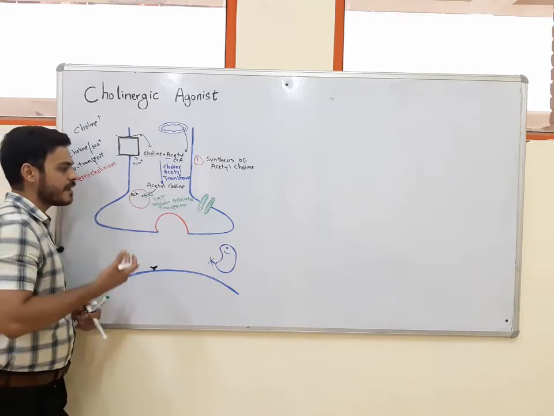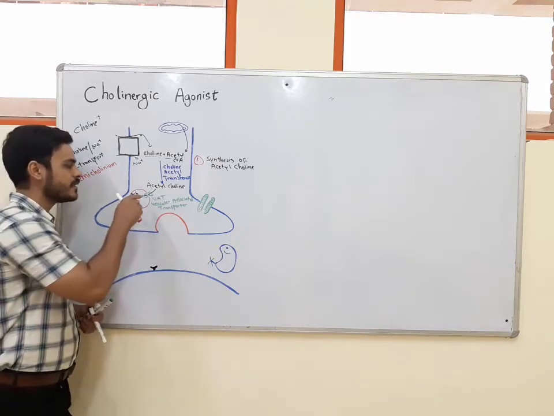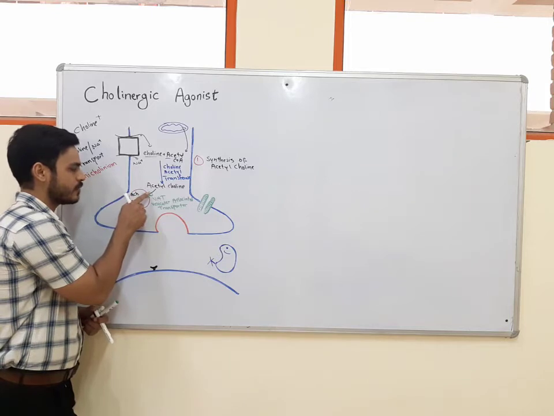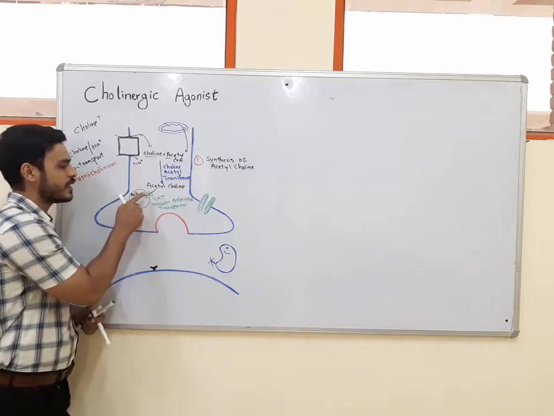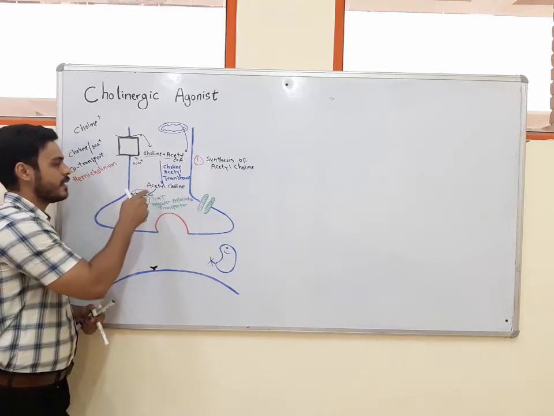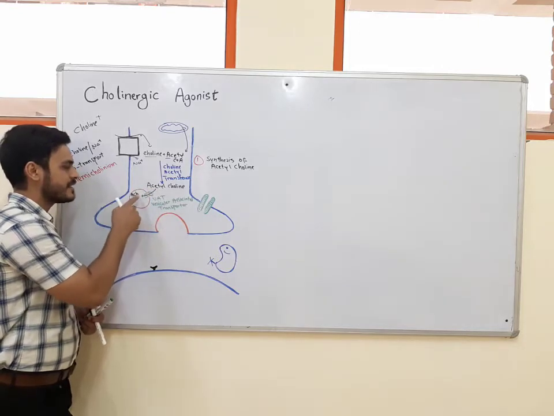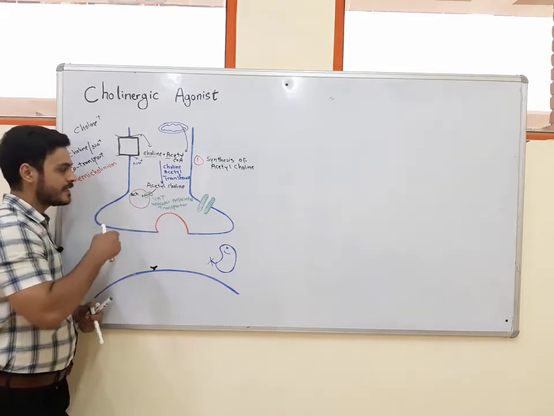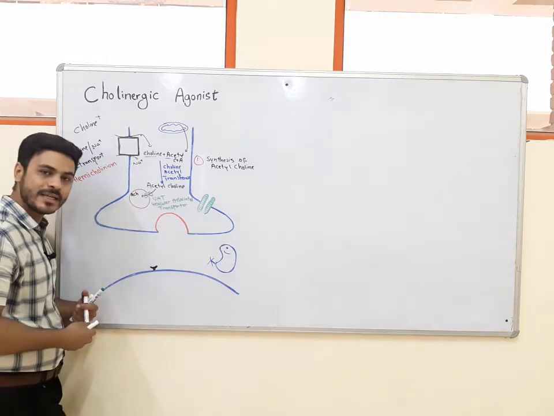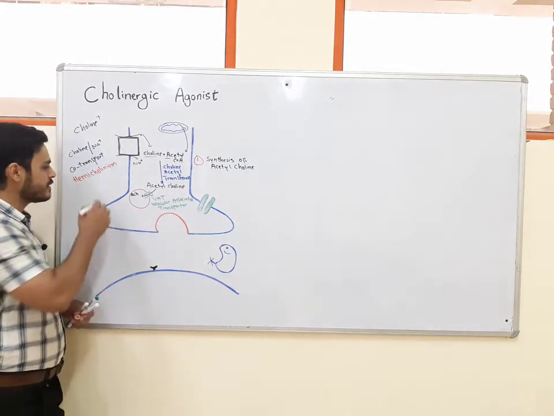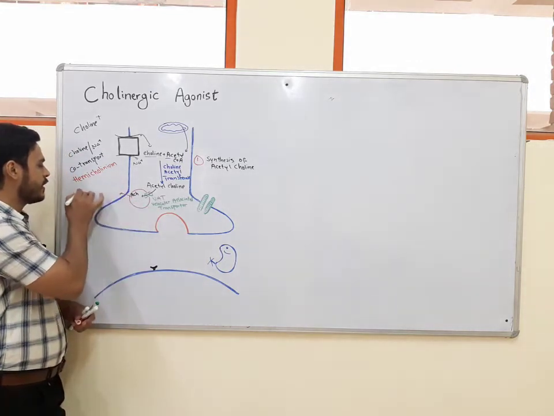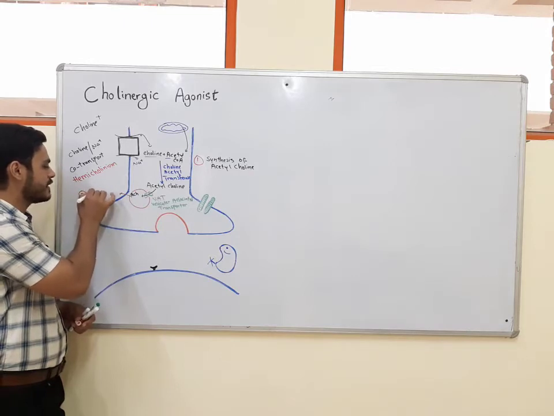Now, we have some chemicals which can inhibit or block this transporter, and by blocking this transporter, we can inhibit storing and packaging of acetylcholine in the vesicles. And this chemical shows an anticholinergic effect. The name of this chemical is vesamicol.